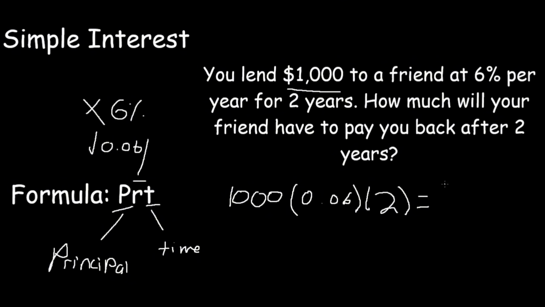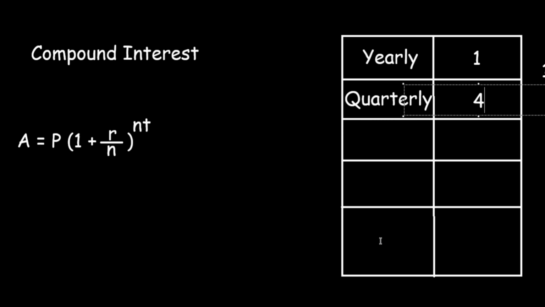Putting this into an equation, we get 120, which is the amount of interest our friend will have to pay in 2 years. But we also have to take into account the $1,000 that our friend has to pay us back. So 1,000 plus 120 is equal to 1,120. So taking into account our interest and the amount our friend takes out, our friend will have to pay us back $1,120 after 2 years.